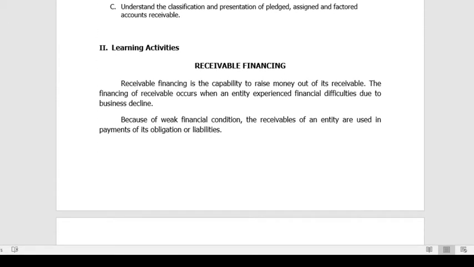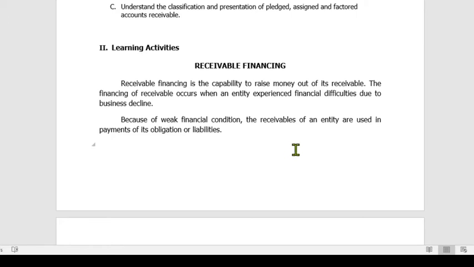Receivable financing is the capability to raise money out of its receivable. The financing of receivable occurs when an entity experiences financial difficulties due to business decline. Because of weak financial condition, the receivables of an entity are used in payments of its obligation or liability.